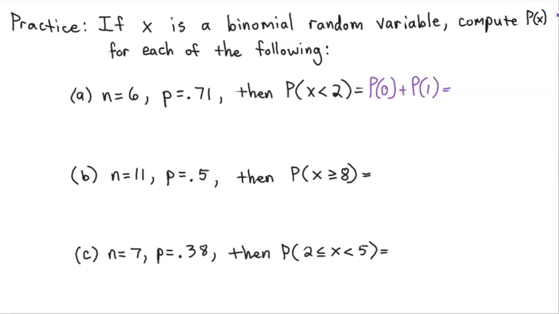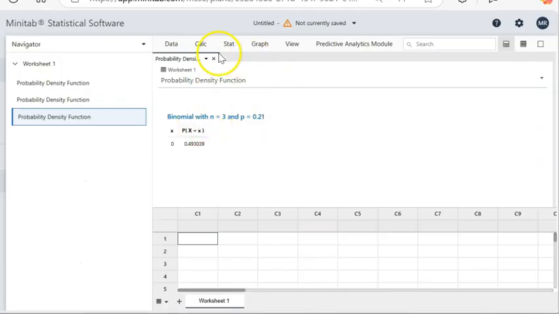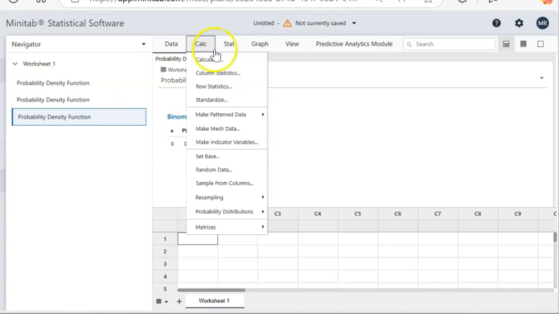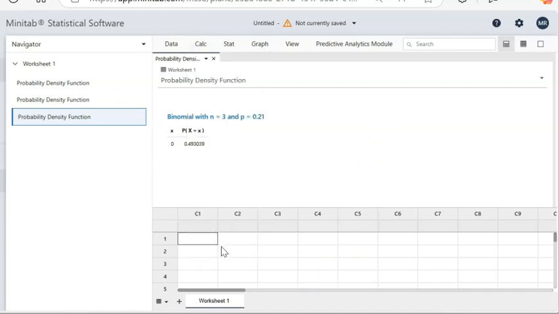So we're going to go to Minitab and we're going to do n is 6, p is 0.71, and then we're only going to identify the probabilities of 0 and 1, and then we're going to add them together. So we're going to do calculate. And you know what we could do is we could actually use C1 here.